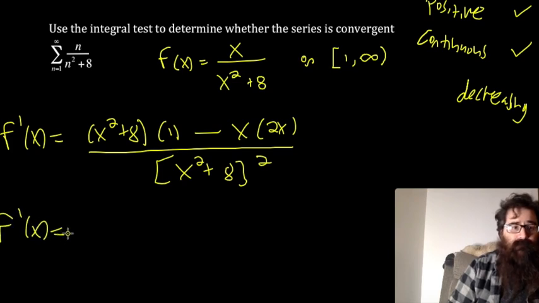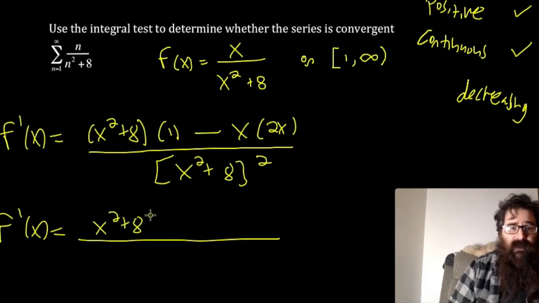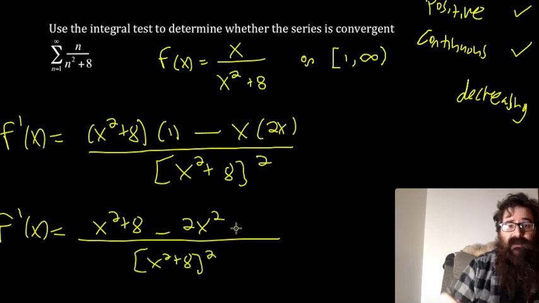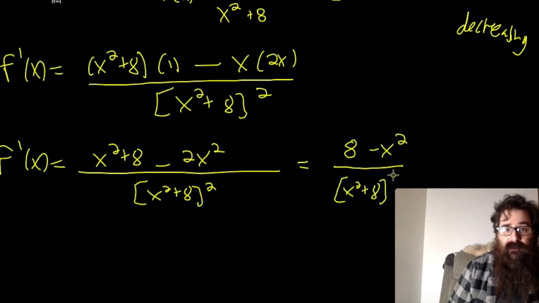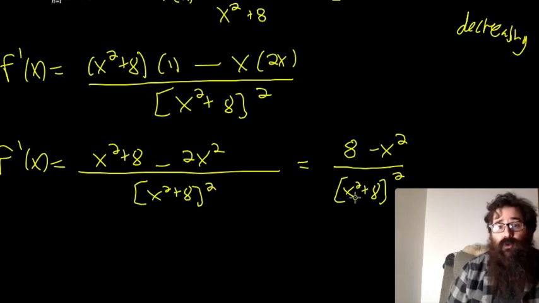And if I clean this up, here in the numerator, I have x squared plus 8 times 1 is x squared plus 8, and then minus 2x squared, and then divided by x squared plus 8 quantity squared. And then I can just clean this up a teeny bit more. Say that this is going to give me 8 minus x squared, if I combine those like terms, divided by x squared plus 8 quantity squared. There's my derivative. Now, notice the denominator is always going to be positive. It's x squared plus 8, and then I'm squaring it on top of that, adding insult to injury.